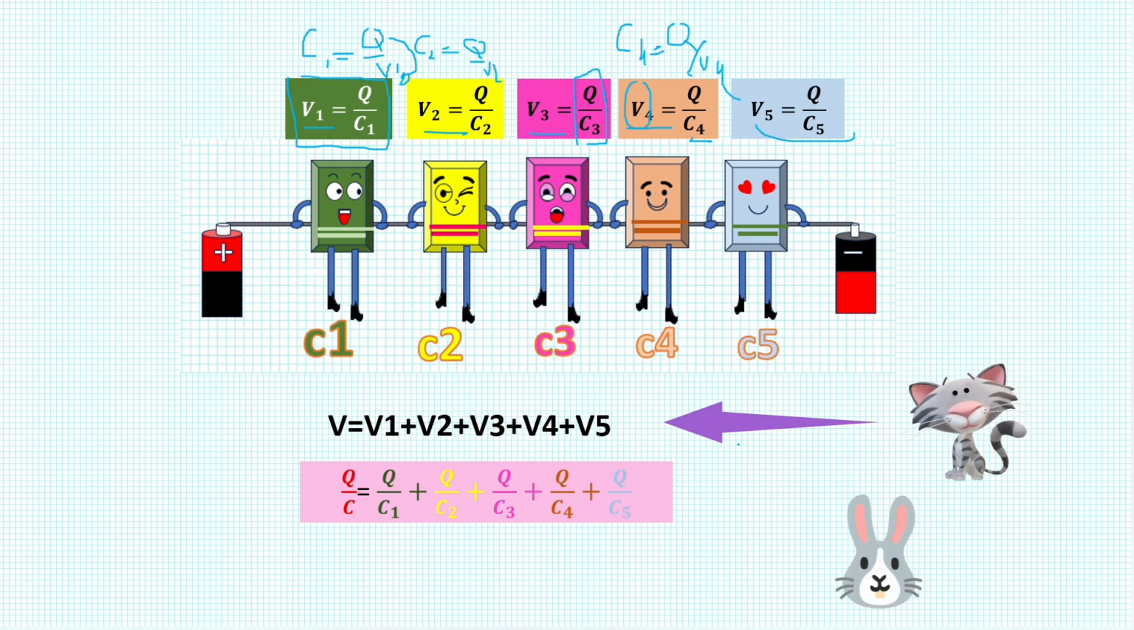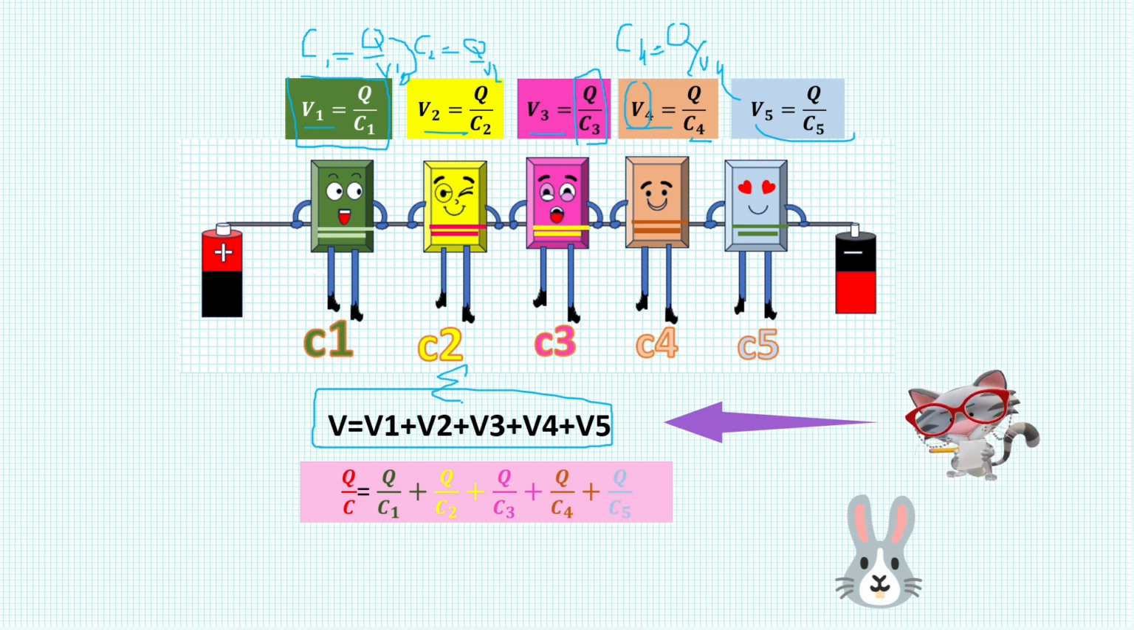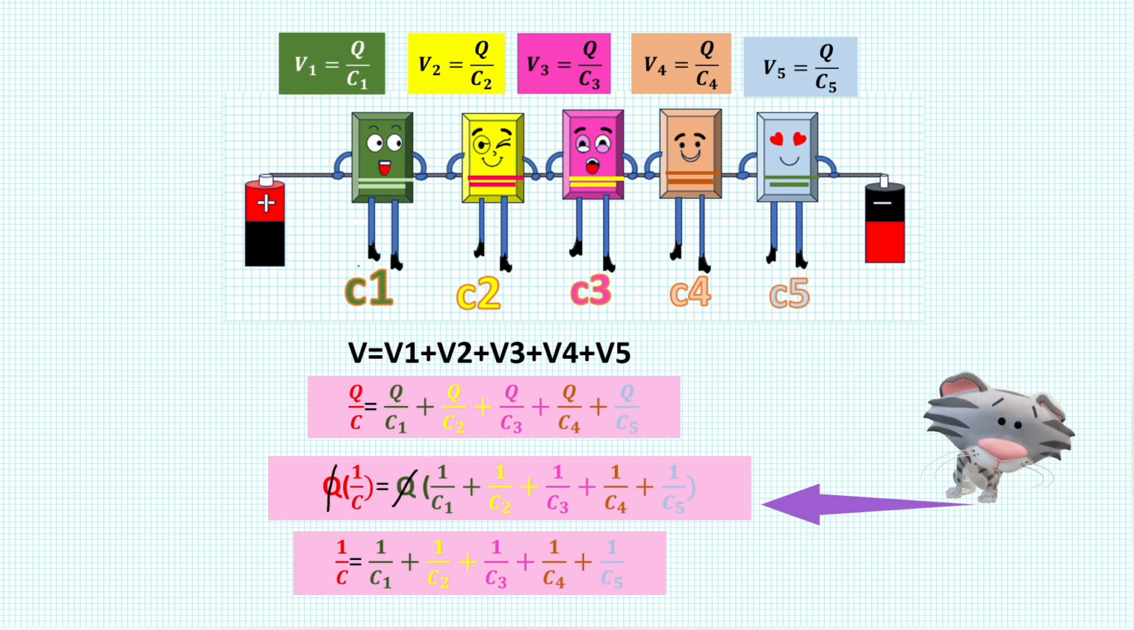But wait, as I know your voltages are different, it means the sum of the individual voltages is equal to the provided voltage V. If I put all these voltage values in the formula below, V equals V1 plus V2 plus V3 plus V4 plus V5. See the formula in the pink shade. In this formula we put all the voltage values.